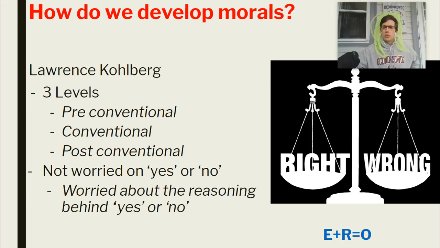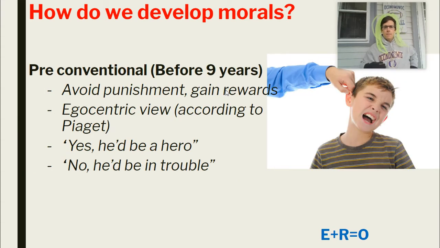All right, so what's your reasoning behind why it was right? What's your reasoning behind why it's wrong? And your reasoning, your rationale, your explanation behind it places you in one of the 3 levels of moral development. So the first one here, pre-conventional, right? Pre-conventional would be before 9 years of age.